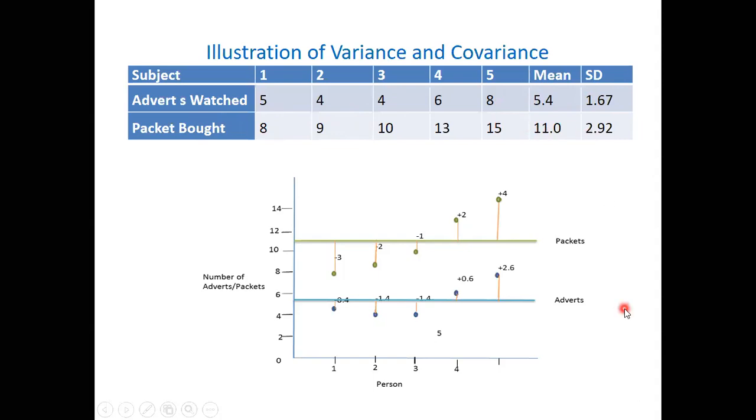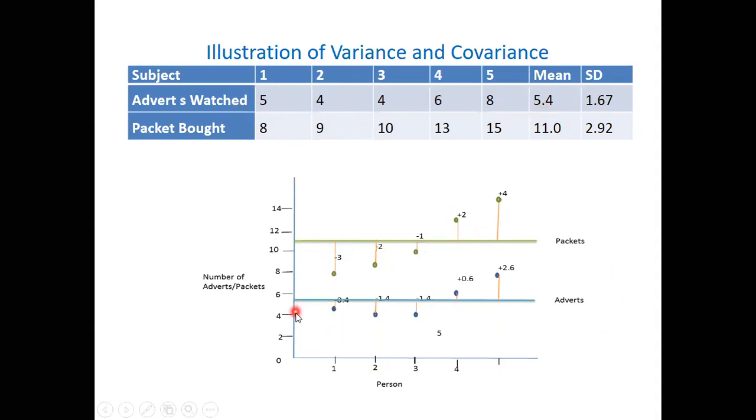If you plot it on a graph, just to create a picture, the blue graph is the adverts watched, and the green graph is the packets bought. You will see the mean: the horizontal lines you are seeing are the mean for each of them. You remember for the adverts watched, the mean is 5.4.